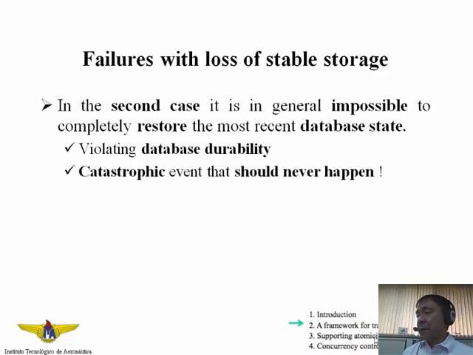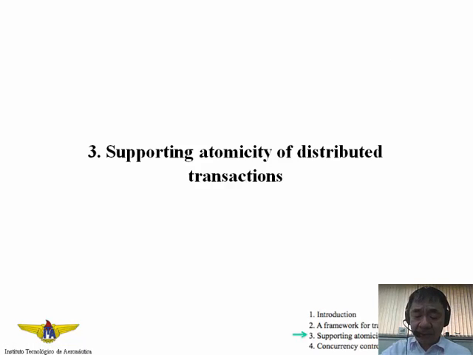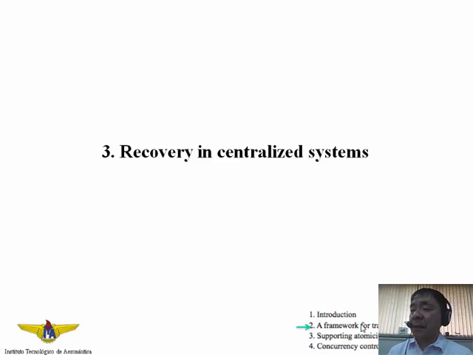In the second case, it's impossible to restore the database updates because you've lost the log files. So in this case, it's catastrophic, and you should ensure that this situation never happens. That finishes our topic, recovery in centralized systems. In the next topic, you're going to see the two-phase commit protocol. The idea is to ensure the atomicity property in distributed transactions.